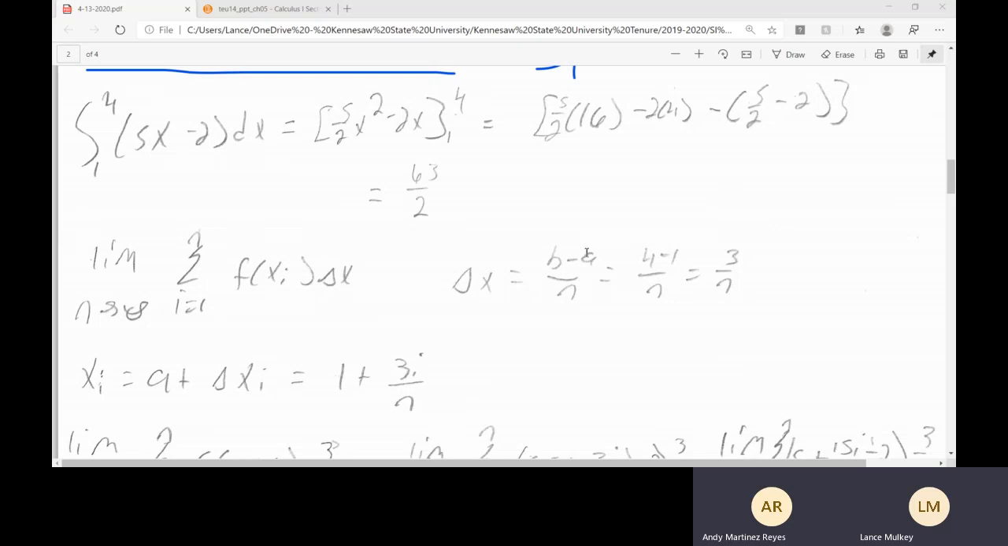Why is it written limit as n approaches infinity, even though it's only from 1 to 4? N is the number of partitions. Oh. Okay. That's 1 plus 3.